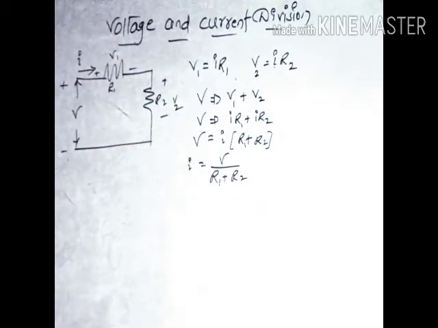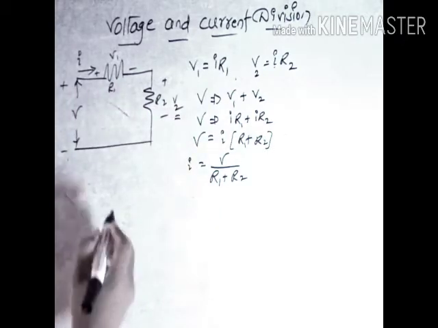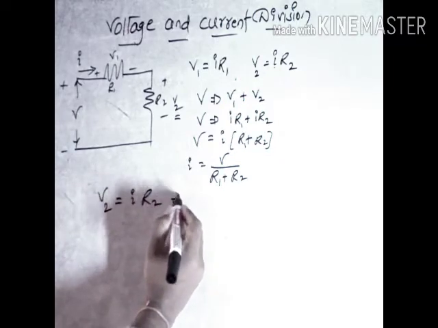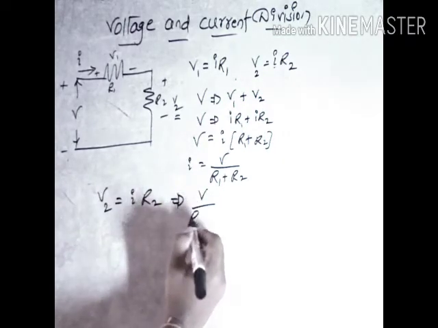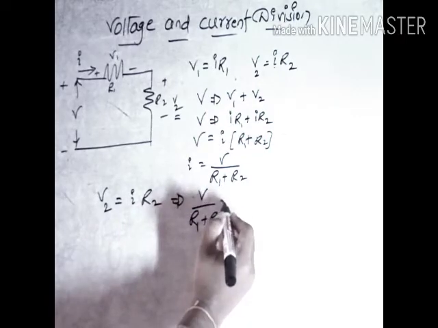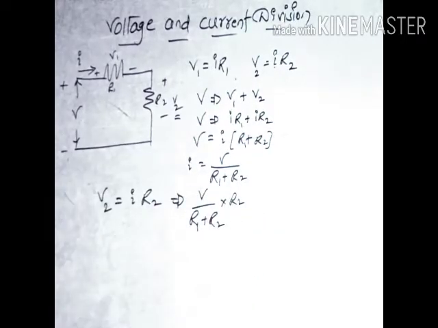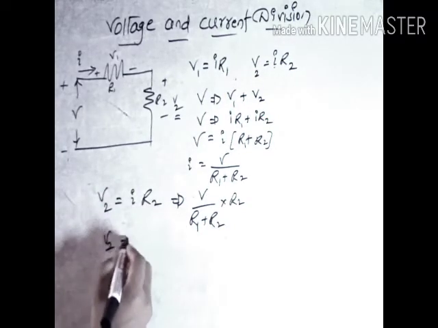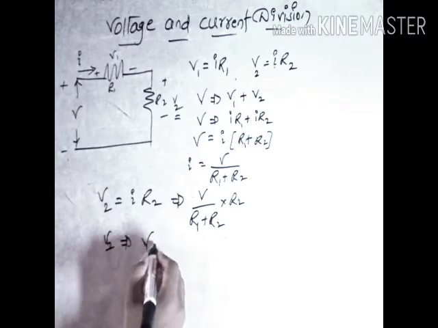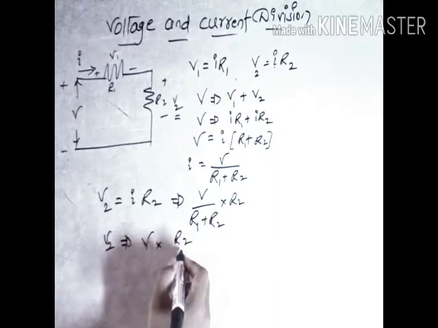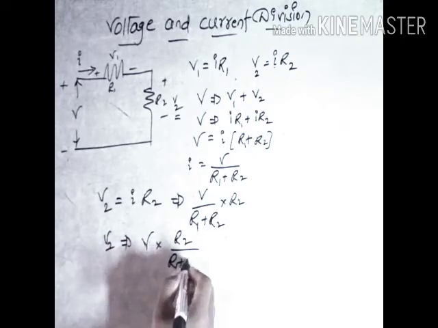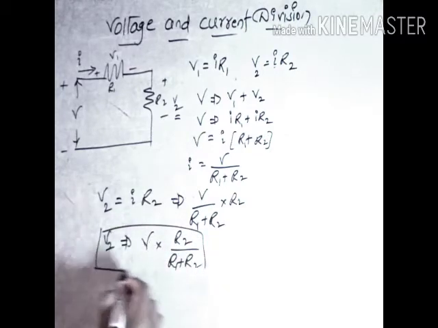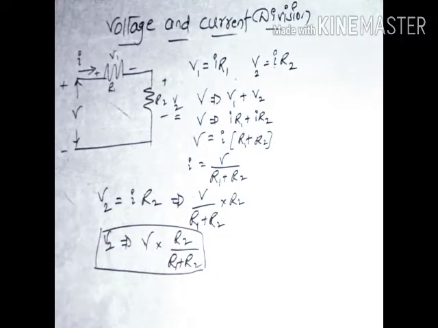If we have to calculate the voltage across resistor R2, then V2 equals I into R2, where I can be written as V by (R1 plus R2), into R2. So the voltage across resistor R2 can be calculated as the total voltage V into the same resistance R2 by the sum of the resistances R1 plus R2. This is the formula to calculate the voltage across any element using voltage division.